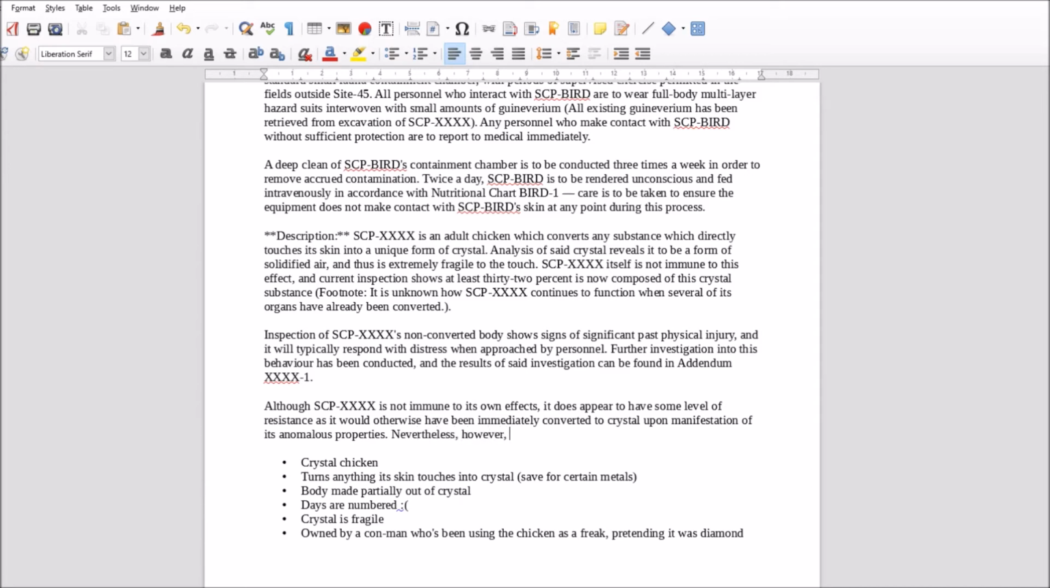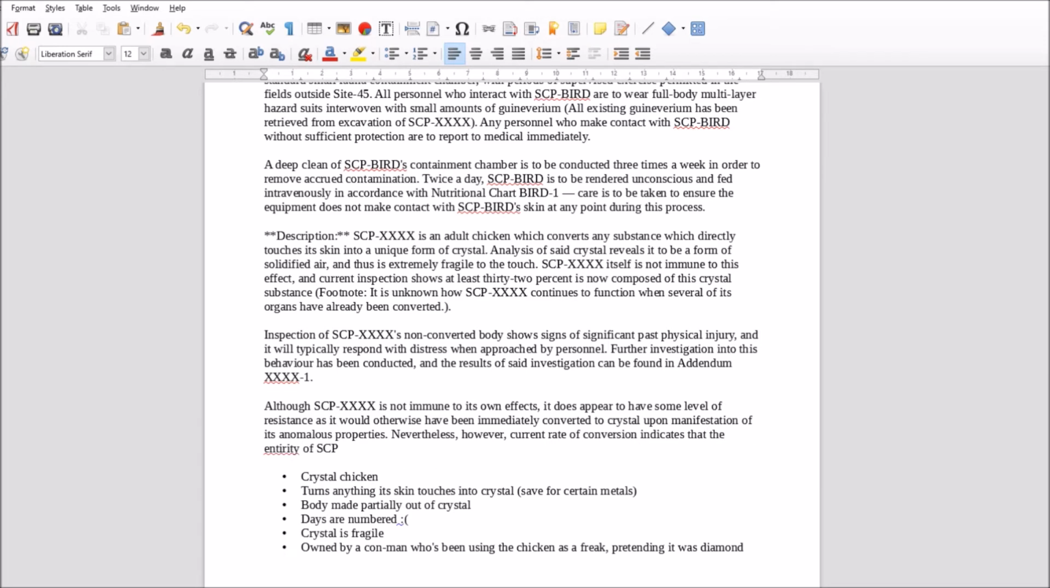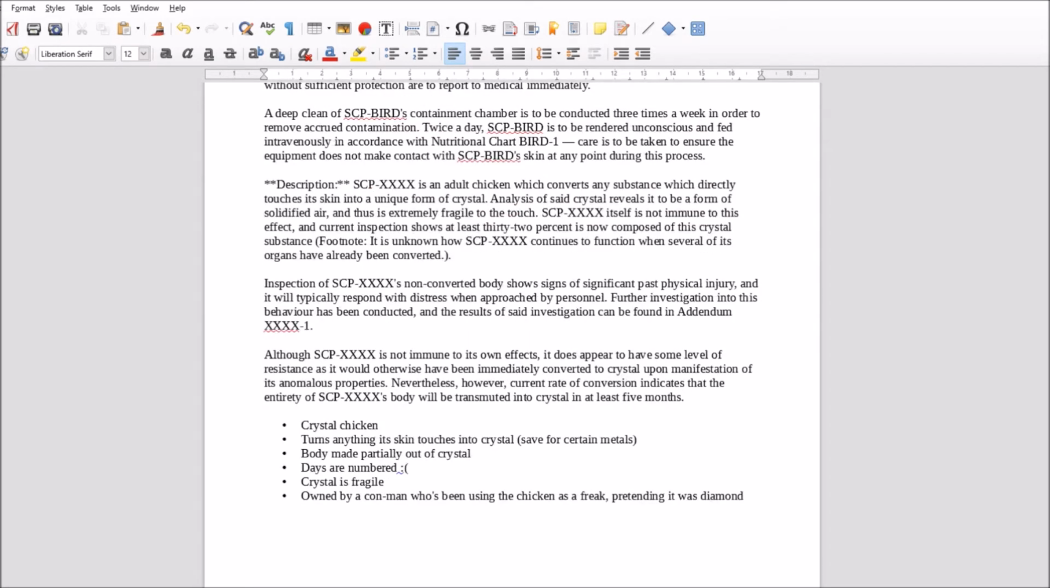Nevertheless, however, current rate of conversion indicates that the entirety... I'll fix that in one second. No problem. Also, we stopped calling it bird, rip. Oh, right, yeah. Well, doesn't matter. The body will be transmuted into crystal by at least 5 months. That way you don't have to put a censored date.